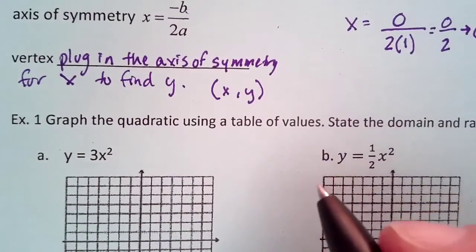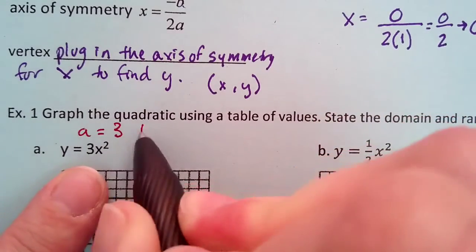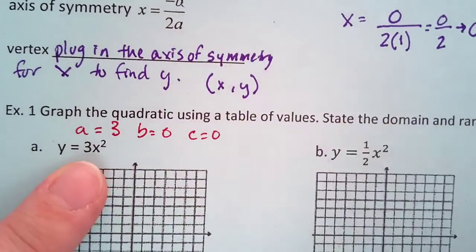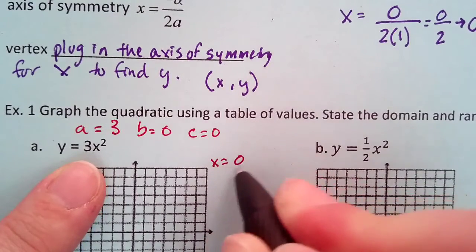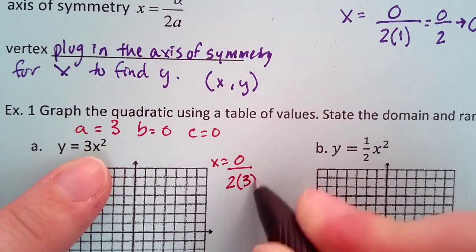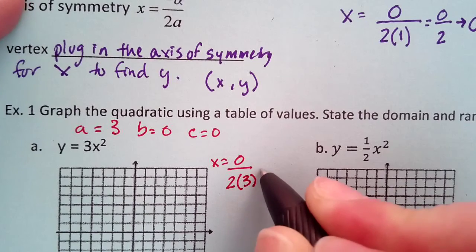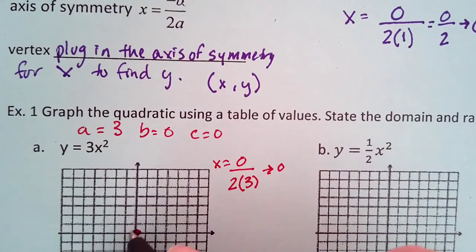And we could find that every time by saying, okay, this one, A is 3, B is 0, C is 0. So we could find the axis of symmetry, opposite of B, still 0, over 2 divided by 3, or 2 times 3. So 0 divided by anything is still 0. But A, B, and C will always be like that because there is no BX and no C. That tells you the turnaround point is at 0, 0 for all of these, A, B, and C.